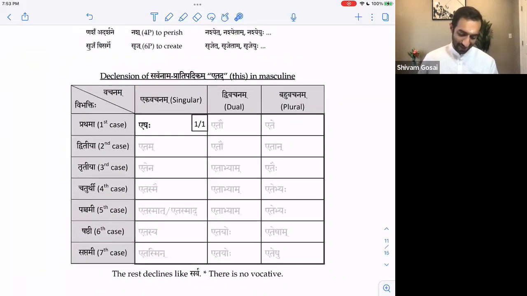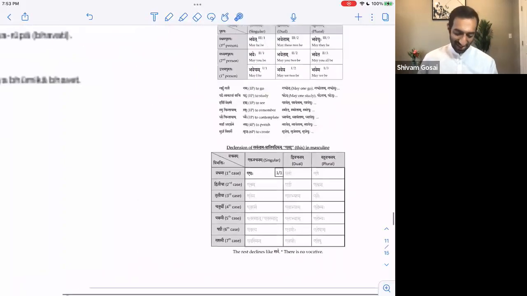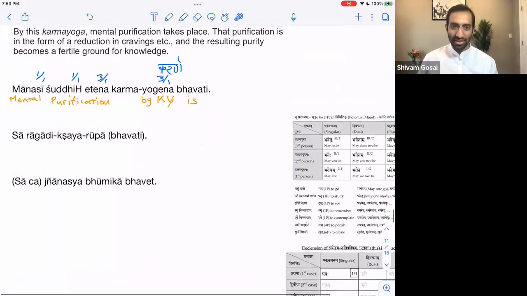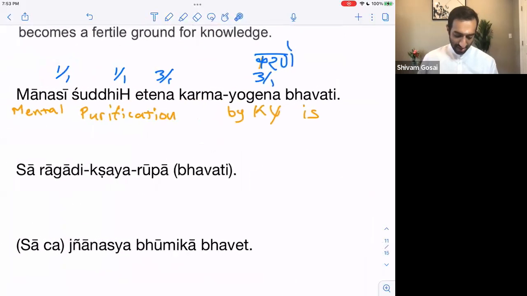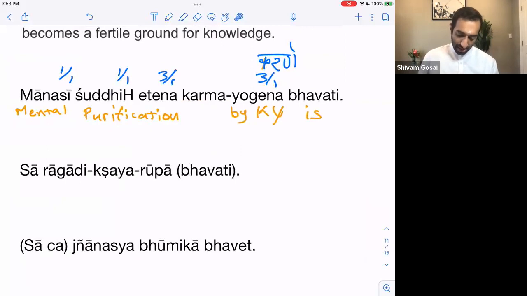Okay. So it's good to just go back to some of those basic ones once in a while. Okay. Manasa shuddhi karma yogena bhavati. So mental purification is by karma yoga, but by etena karma yoga, by this karma yoga. Why is it saying etad and not tad?